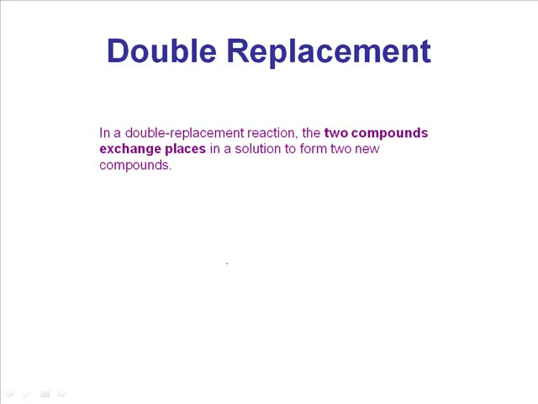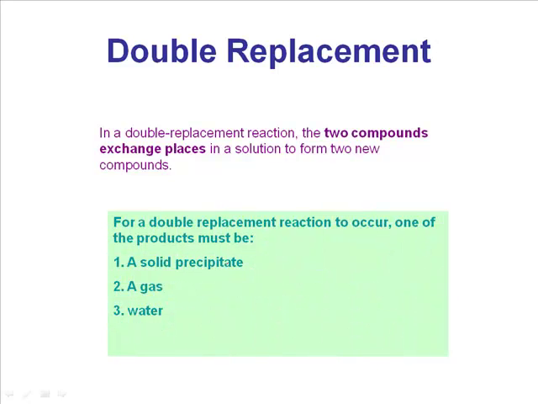So let's talk more about a double replacement. In double replacement, again, just to recall, the 2 compounds exchange ions, and this happens in an aqueous solution. And when they exchange, 2 new compounds are formed. In double replacements, the driving force could either be a solid precipitate, a gas, or water.